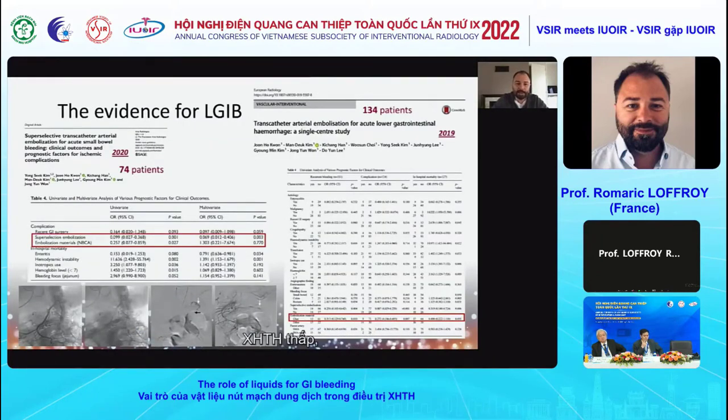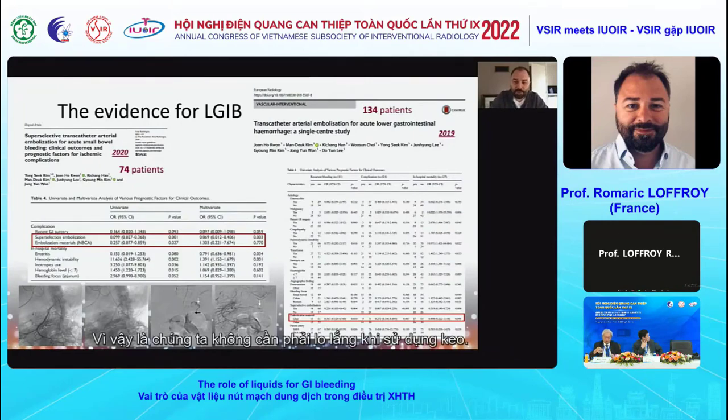If we look at lower GI bleedings, the same, we can find some papers in the literature here showing that the use of glue is better, at least in univariate analysis, in terms of prognostic factors for clinical outcomes. And the same here with more than 130 patients, the use of glue leads to significantly fewer complications and less recurrent bleeding.